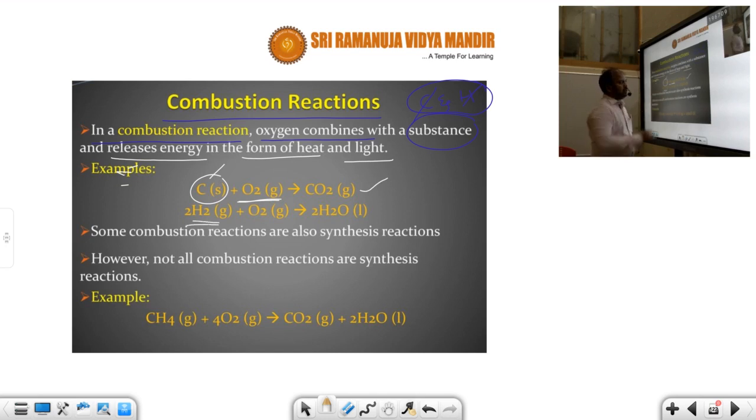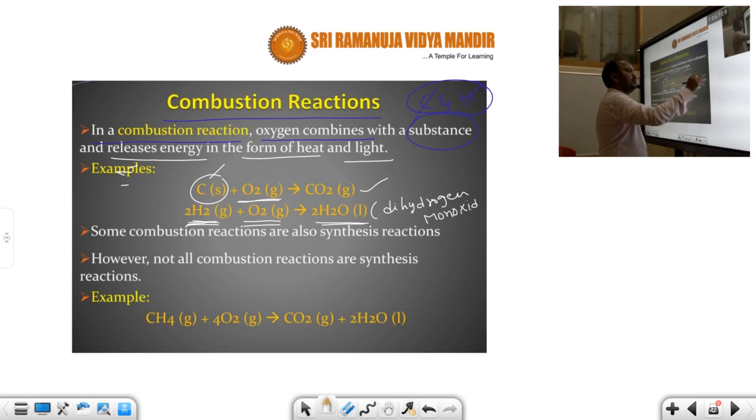If you take hydrogen, hydrogen reacts with oxygen and forms its corresponding oxide. Hydrogen is taken, so its corresponding oxide, H2O, will be formed. The chemical name of H2O is dihydrogen monoxide. Oxides will be formed: carbon dioxide from carbon, and H2O, which is nothing but dihydrogen monoxide, from hydrogen.